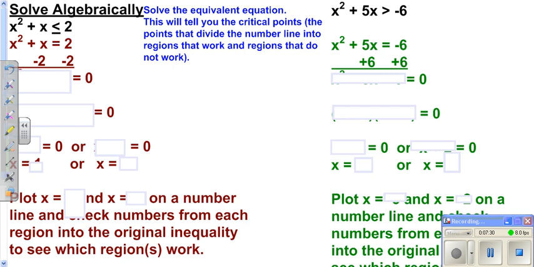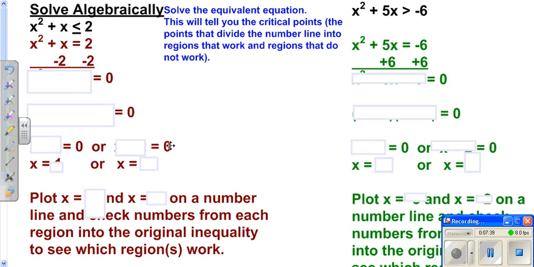Well, we now want to take a look at solving quadratic inequalities algebraically. So let's go ahead and take a look at this first one. To solve them algebraically, we're pretty much going to just solve the equivalent equation. So we're going to replace this with an equals and solve it by factoring.